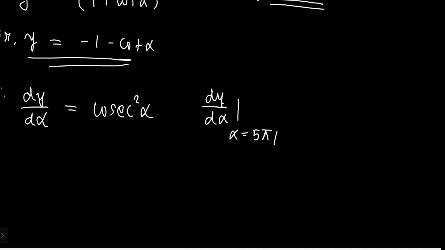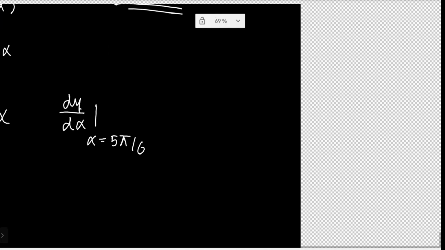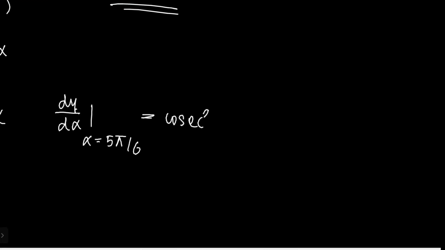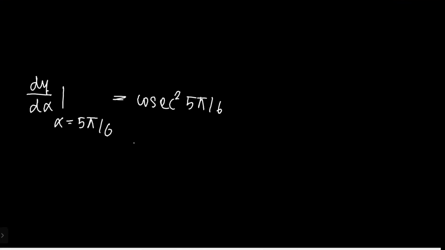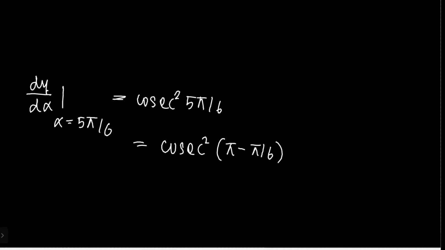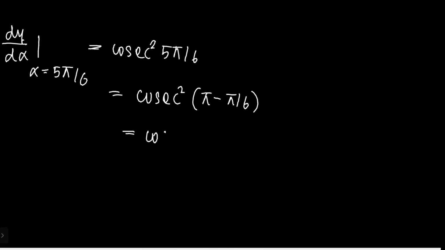Okay. Now we have to find the value of dy by d alpha at alpha equal to 5 pi by 6. That means it is cosec square 5 pi by 6. Now we all know that this will be cosec square of pi minus pi by 6. Cosec of pi minus theta is cosec theta only. So it will be cosec square pi by 6, that means 2 square, that is 4. We have the required answer. That is, it is option A.